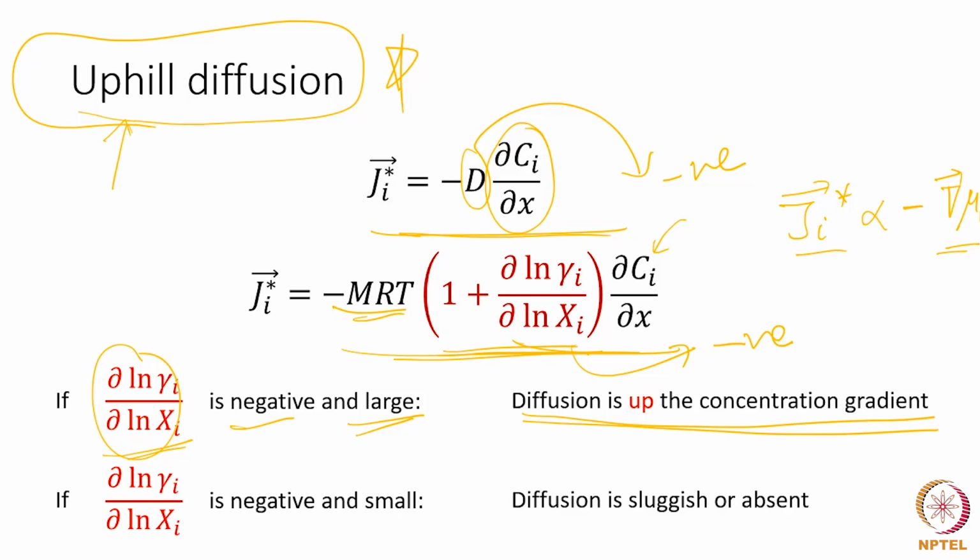Sometimes you may even have another strange situation, where the thermodynamic factor is negative and small. How small? Let us say it is exactly -1. Then what would happen to this quantity? It goes to 0, which means that the diffusion is suddenly absent. There is a concentration gradient present, but the diffusion is absent. That is possible. It has been seen in some alloy systems in some composition or concentration regions, and that is because of this thermodynamic factor.